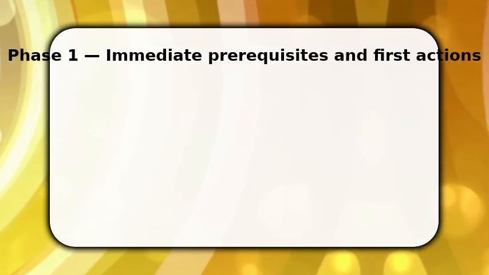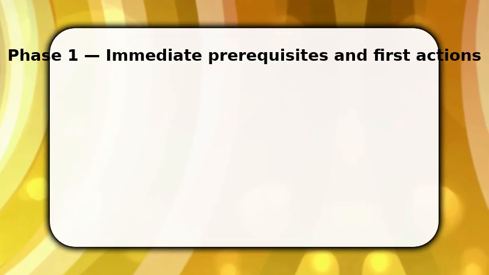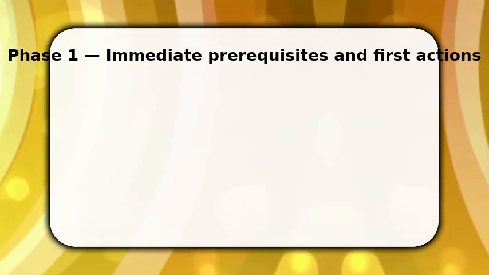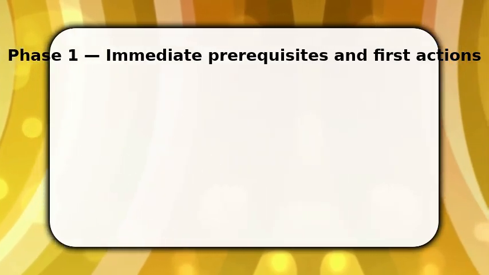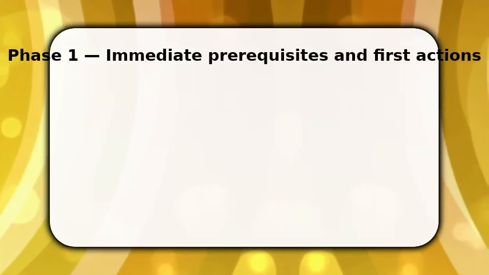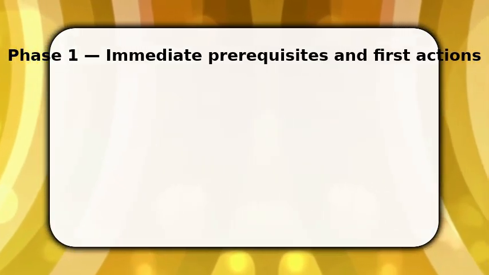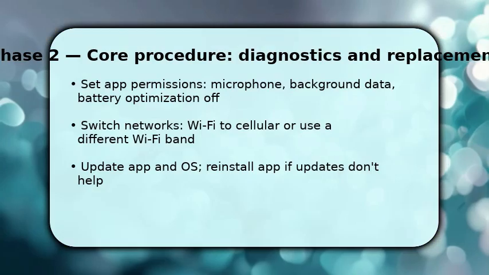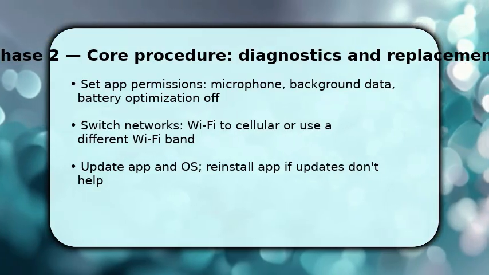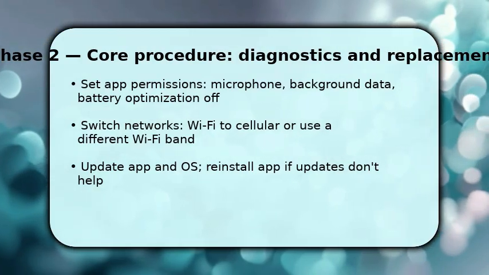Next, place a quick test call to a different contact to determine whether the problem is device-specific or network-related. Once you see where the failure lies, you can move on to targeted fixes that address the root cause. Now focus on the middle, more detailed steps that often resolve call drops.